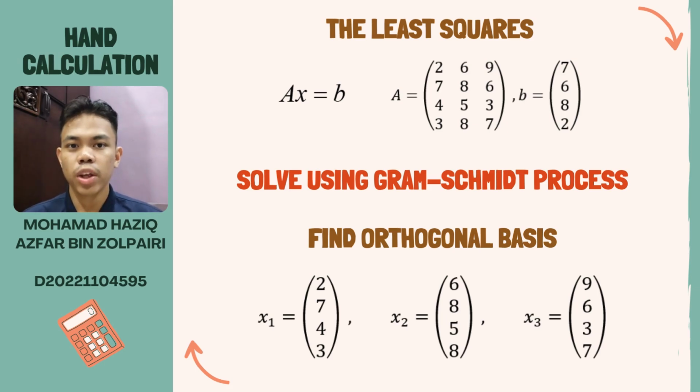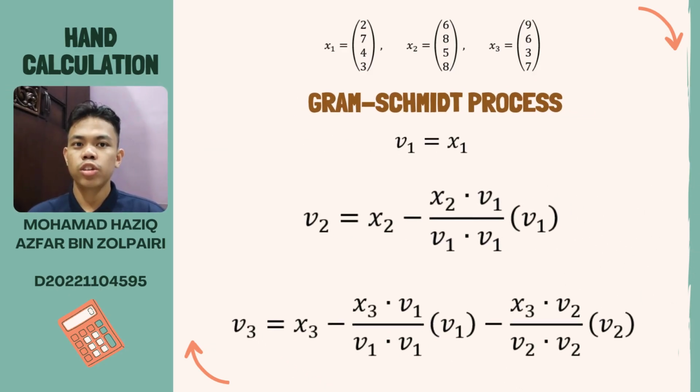So for the first step, we use the Gram-Schmidt process to find an orthogonal basis. In this case, we let x1 be the first column vector of matrix A, x2 be the second column vector of matrix A, and x3 be the third column vector of matrix A. This step is important because it ensures that our basis vectors are mutually perpendicular, which makes the later calculations simpler and more accurate. After that, we continue with the Gram-Schmidt process formula to construct the orthogonal vectors.